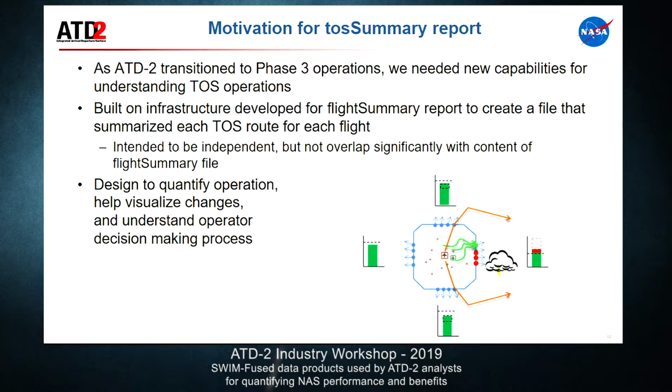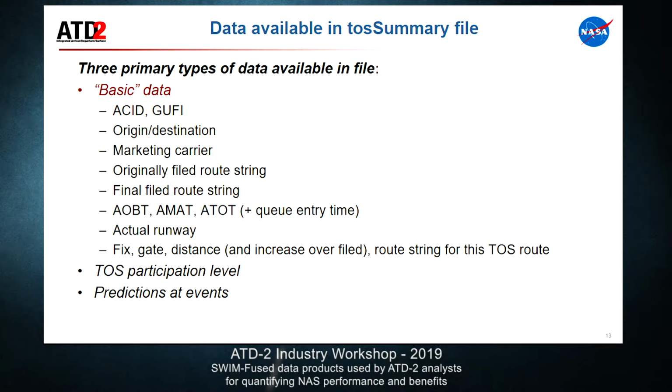So the different groups of fields that we have in here, 3 primary groups of data, if you will. Basic descriptive data, and some of this is really helpful just to let us join back to the flight summary file, to say, we know here's a TOS route we're interested in for this flight. What is the whole view of the life cycle of that flight that we have available back in the flight summary file? So things like the call sign, the GUFI, which is the globally unique flight identifier. If you haven't heard that term before, it's a broad concept for just a unique flight identification token.